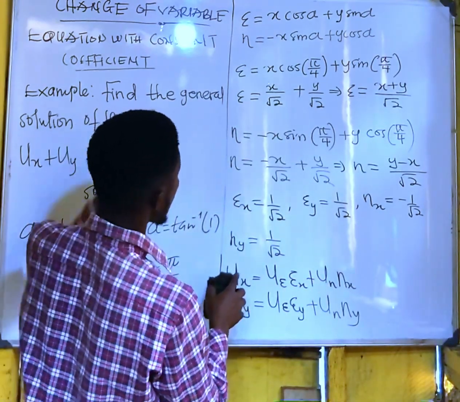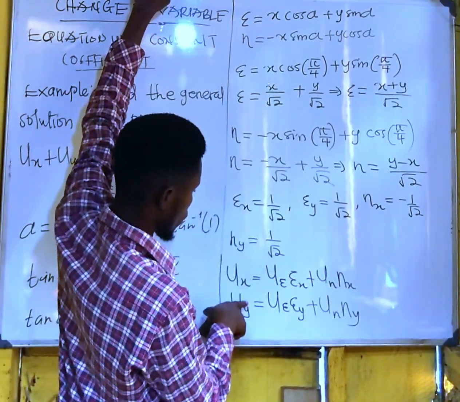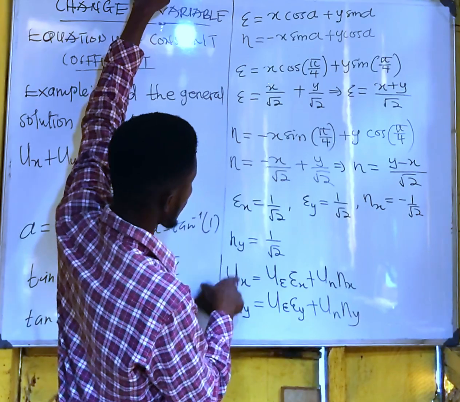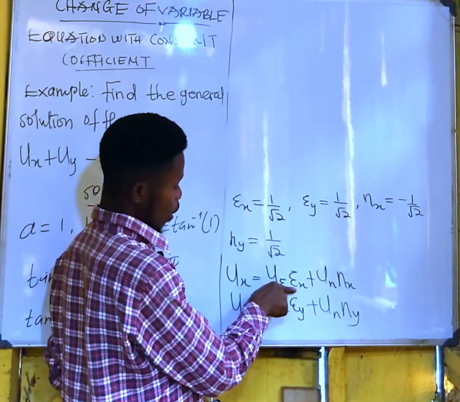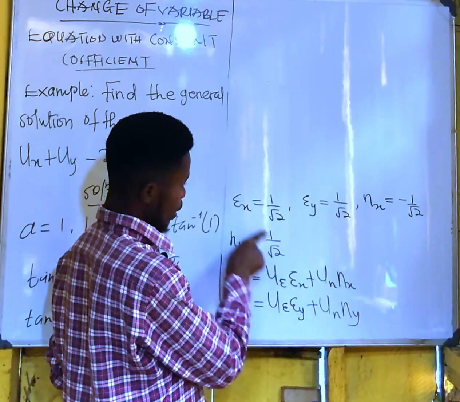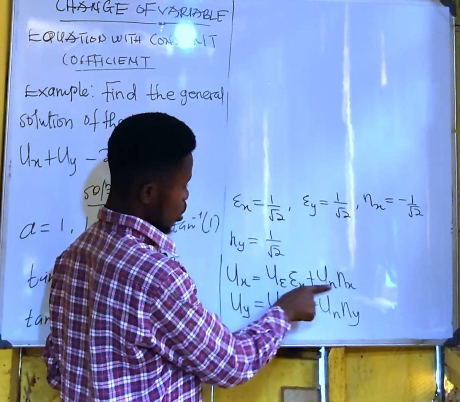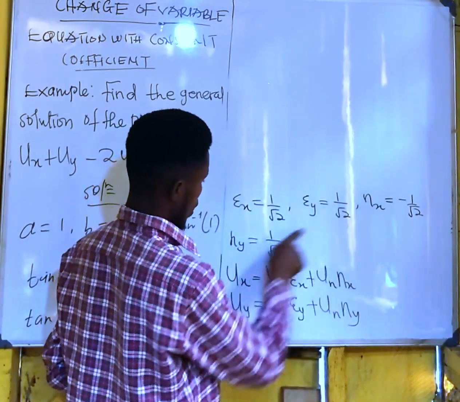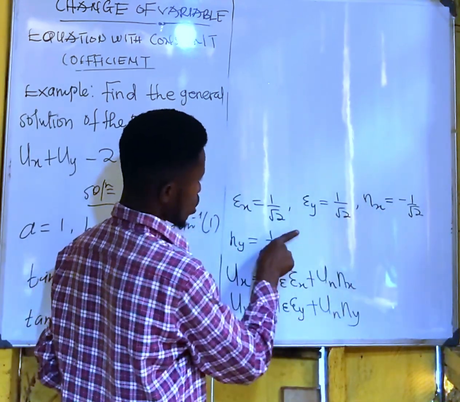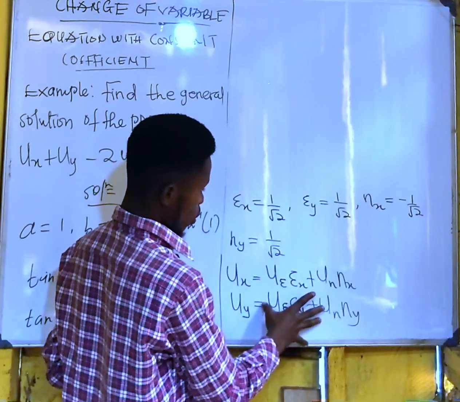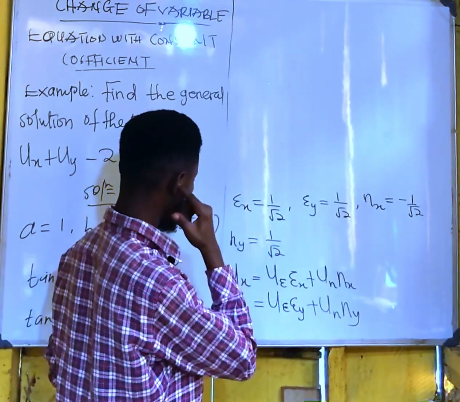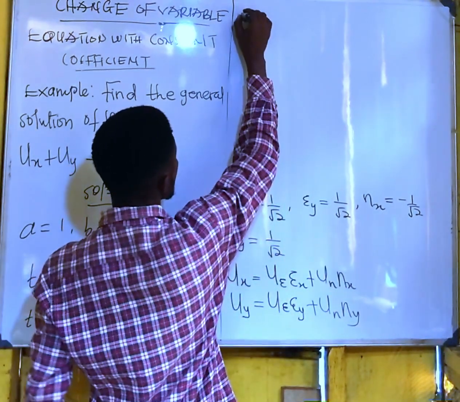So let me clean the top one. So now when I come here, I have xi x, right? Xi x is 1 over root 2. Eta x is negative 1 over root 2. Then eta y is 1 over root 2. Xi y is 1 over root 2. So we are going to substitute that one here.